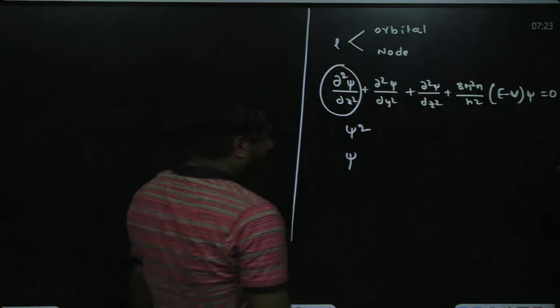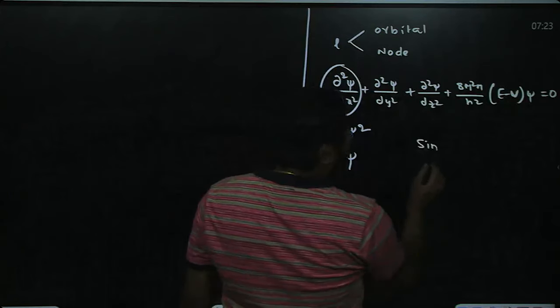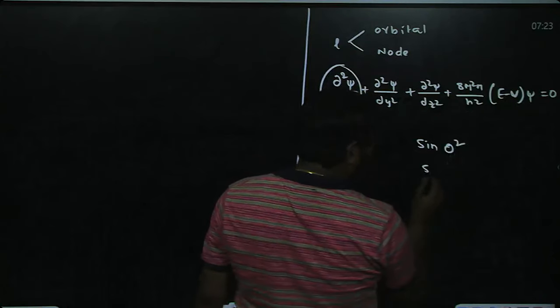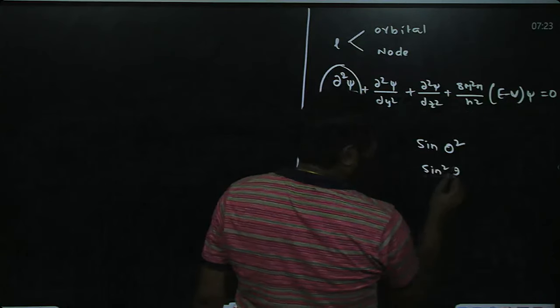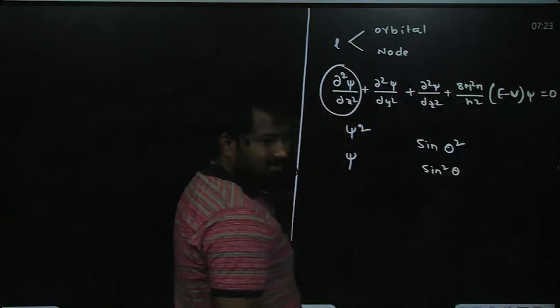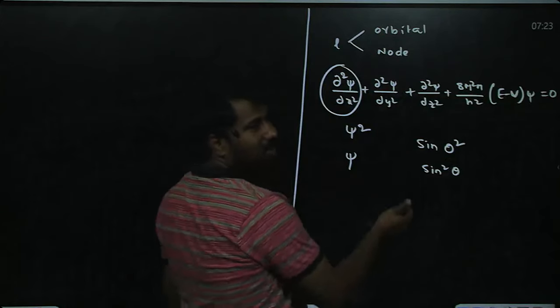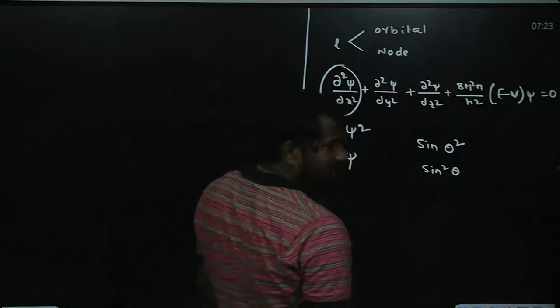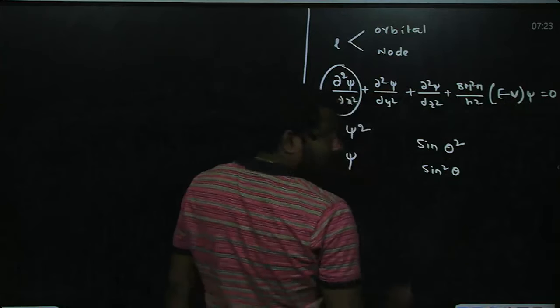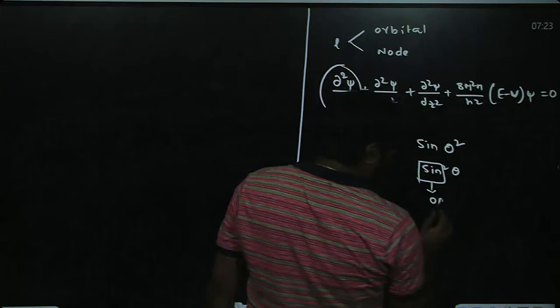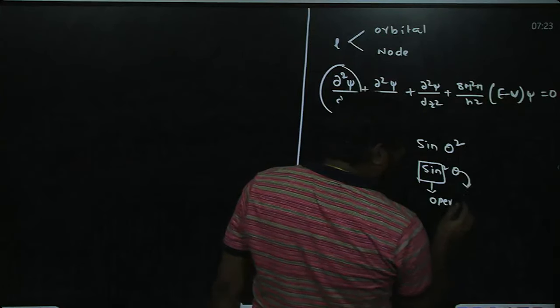Don't be confused. If you are going to write sin theta square, sin square theta, what does it indicate? How do you write this in mathematics? You write sin square theta. This is called an operator. What is this? Operator. This is actually called a function or property.